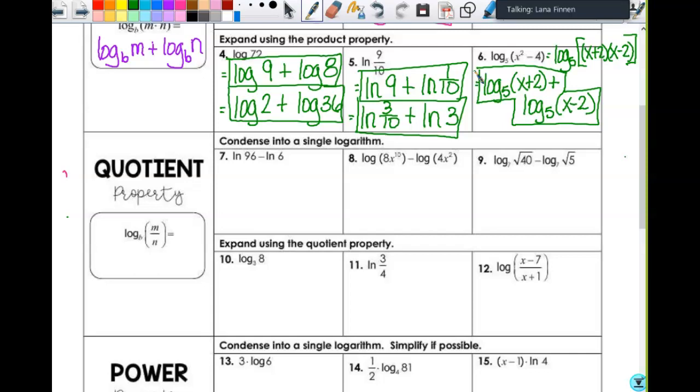Any questions at all about that? All right, so that's your product property, condensing and expanding our logs. So now we're going to look at the quotient property. If I have log base b of m divided by n, I have a quotient right here. So the product split into addition, the quotient's going to split into subtraction. So this is going to be log base b of m minus log base b of n.